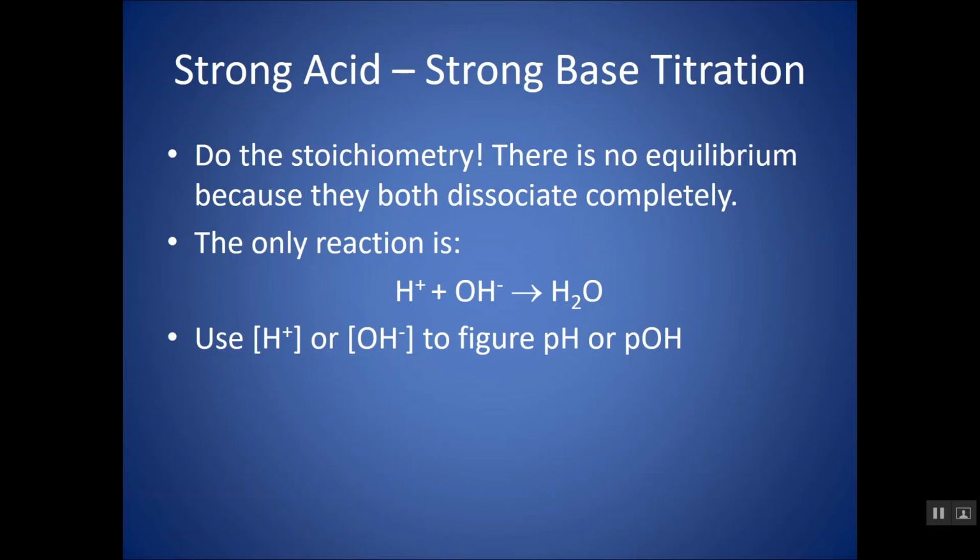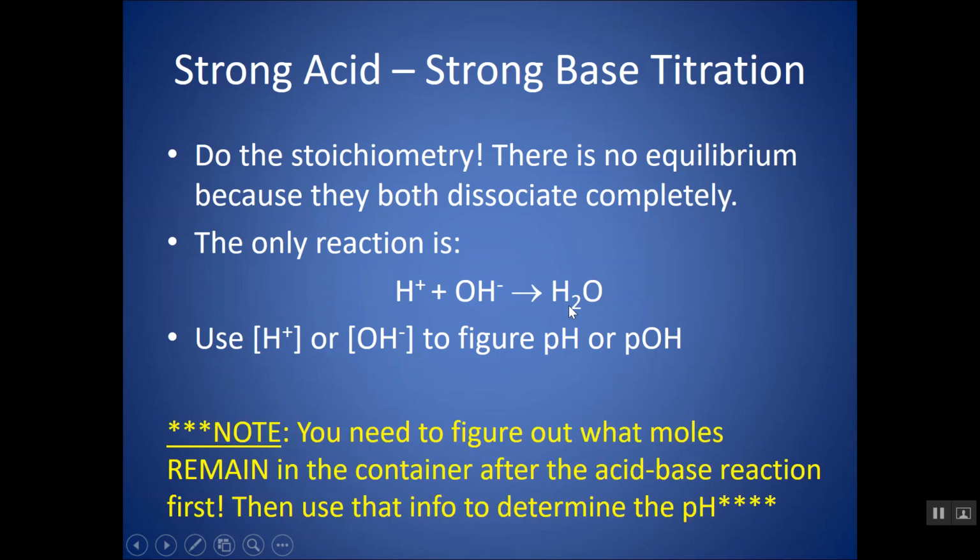So for strong acid, strong base titrations, there's no equilibrium to consider because both your acid and base completely dissociate. The only reaction going on is your neutralization, your H plus reacting with your OH minus to give water, or your acid plus base giving water plus salt if you look at the molecular equation. However, you do need to always figure out what moles remain in your container after the acid-base reaction, and then use that information to determine the pH. So you always have to think about what remains. Hint, hint, meaning a lot of the times it might be a limiting reactant problem.